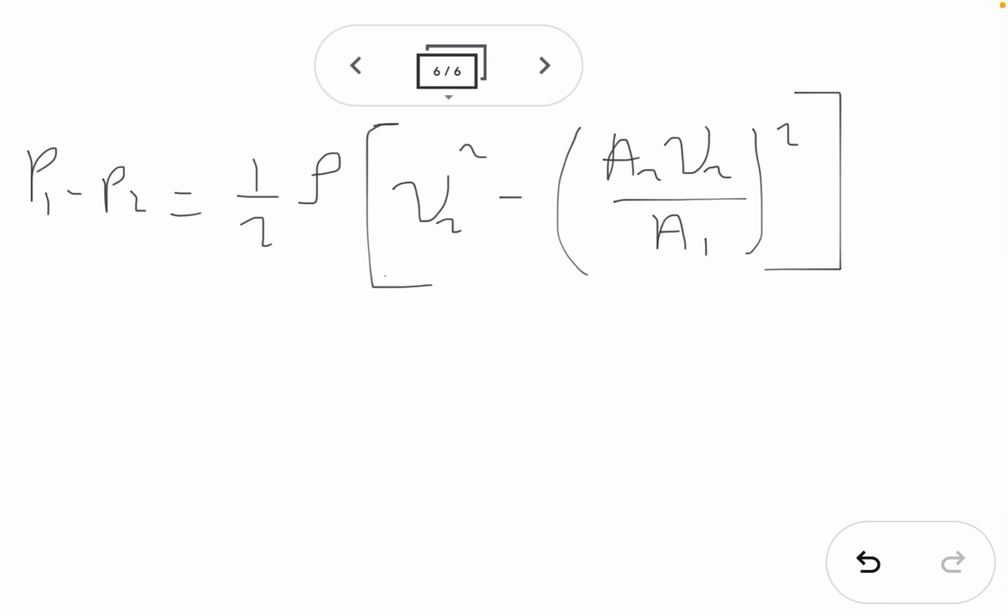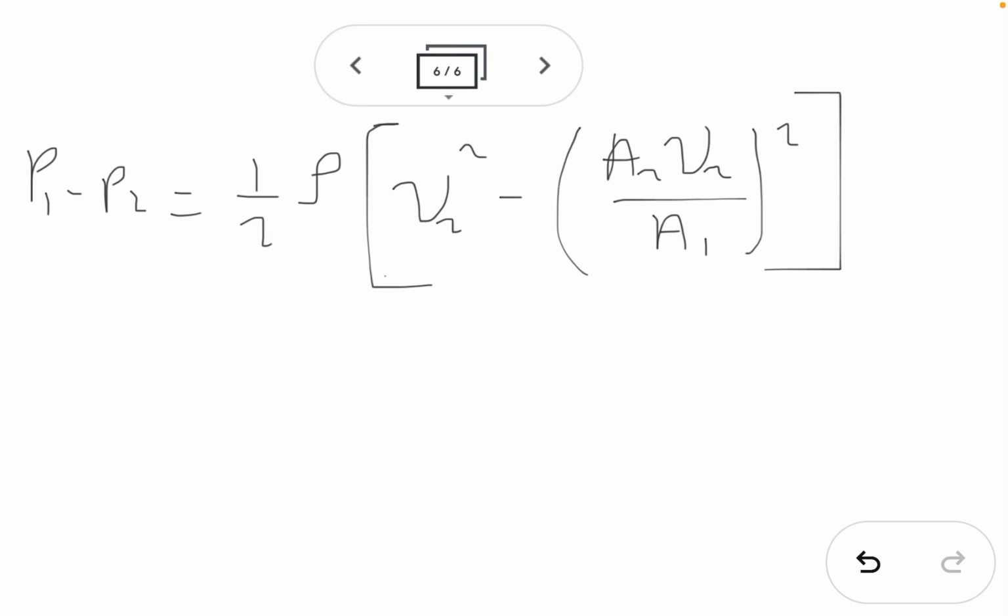You can see from here that the only thing we are remaining with as the unknown is actually V2, because we can find the area given the diameters. We can find the areas for both ends of this tube. The density of the fluid is also given, and the pressure difference, P1 minus P2, is also given. So it's just a matter of finding an expression for V2 in the equation. All right, so let's work around that and see what we get.